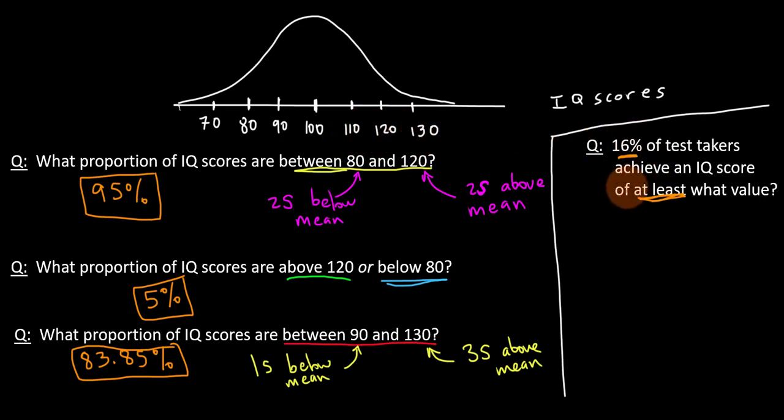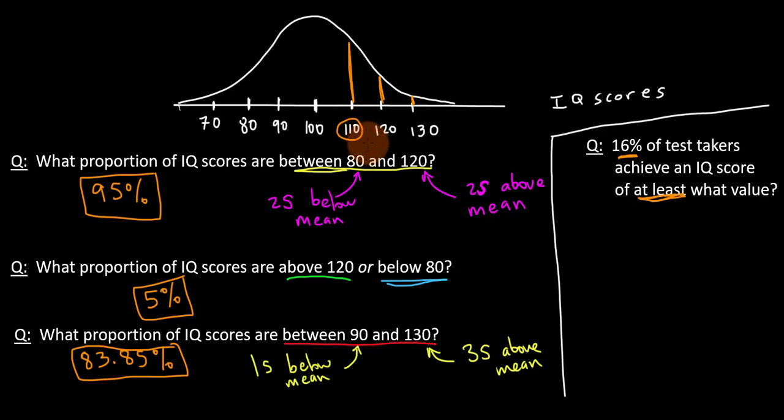And what we're going to do is we want to add up all the wedges until we achieve a total sum of 16%. I'm pretty sure it's going to land us at 110. Because if it took us to 100, well, 100's in the middle. So above 100 would be half of all IQ scores, and that exceeds 16%. So I'm pretty sure this is going to land us at 110, but let's go double check.